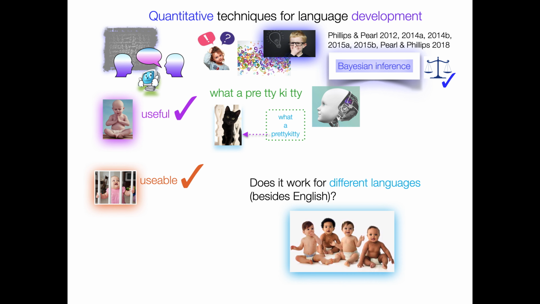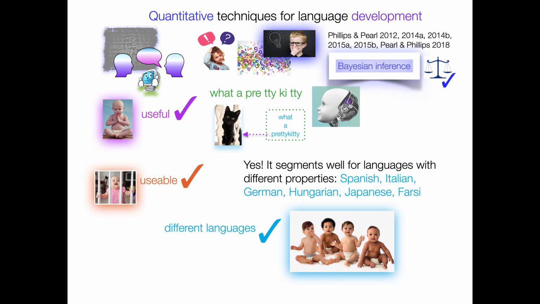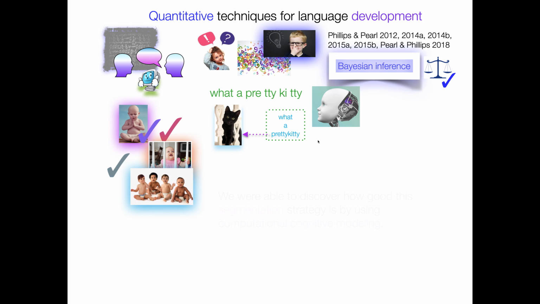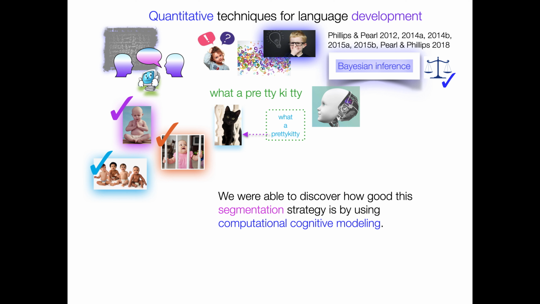So then another question is, well, does it work for different languages besides English? Different languages out there. And the answer is yes, it actually segments very well for languages that have quite different properties when it comes to how they put their words together. So Spanish and Italian, German and Hungarian and Japanese and Farsi, the strategy works pretty darn well. So it's consistent. And so what we were able to do by using these quantitative techniques that were part of our computational cognitive modeling, we were able to discover how good this particular segmentation strategy is. It's useful, it's usable, it works across different languages. So we learned about language by using math.